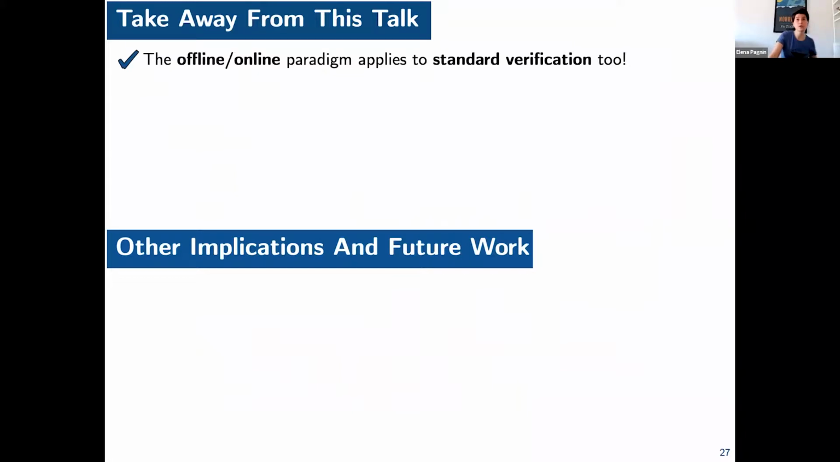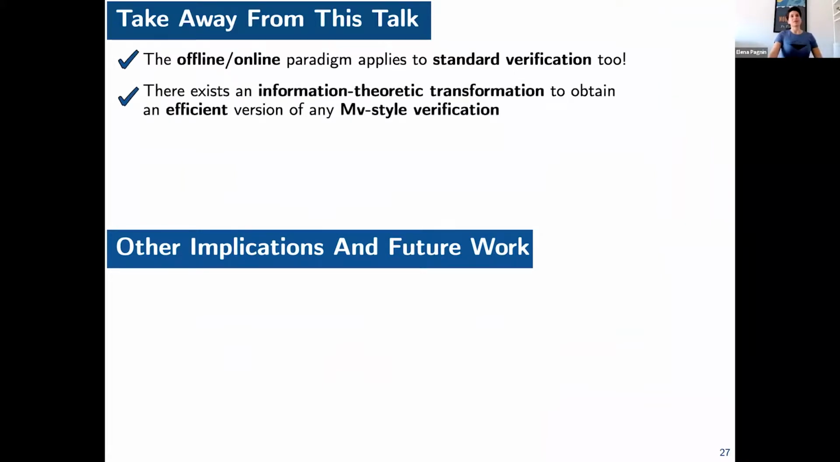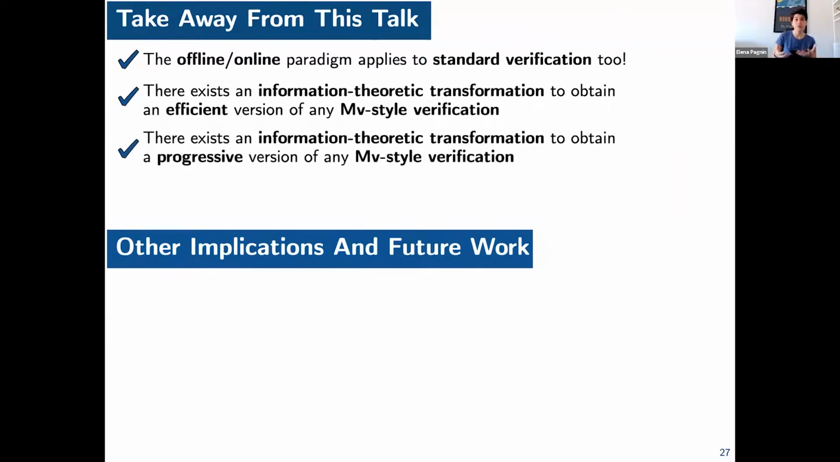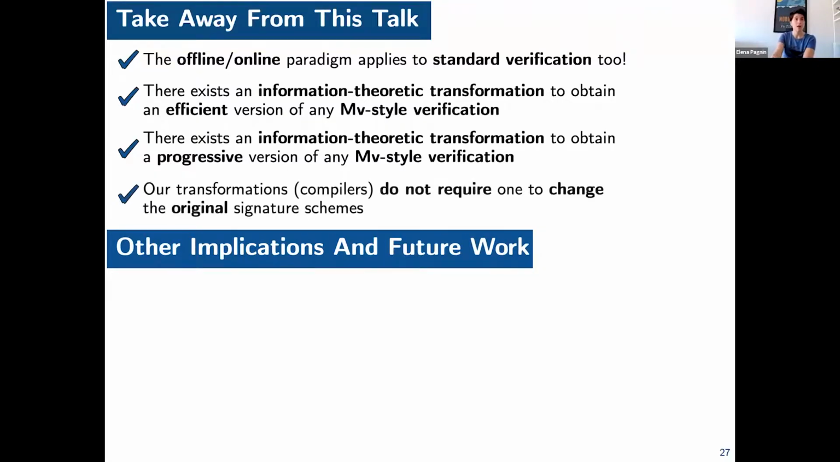The online-offline verification paradigms apply to standard verification too, and not just to specific kinds of verifications. Cool. There exists an information theoretic compiler, a transformation that I showed you, that allows any MD style verification to be turned into an efficient verification. And this information theoretic transformation can also be used to basically obtain progressive verification in a black box way for MD style verifications. And our transformation compilers do not require one to change the original signature scheme.